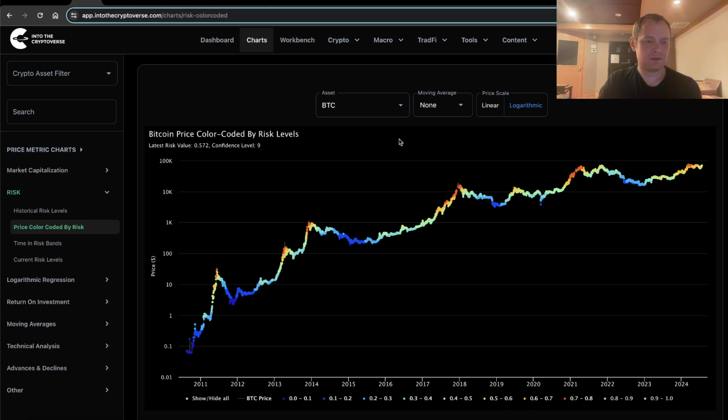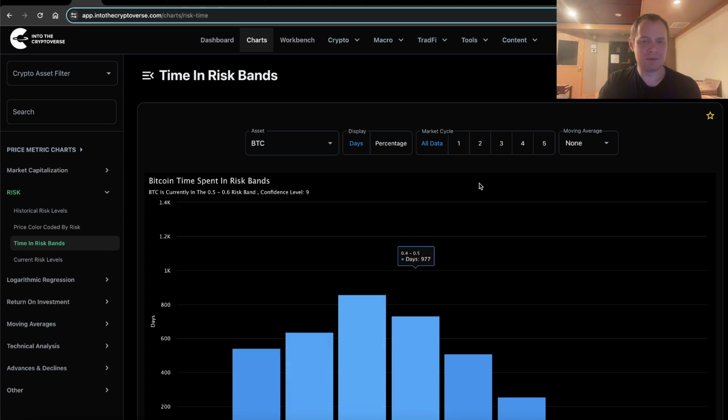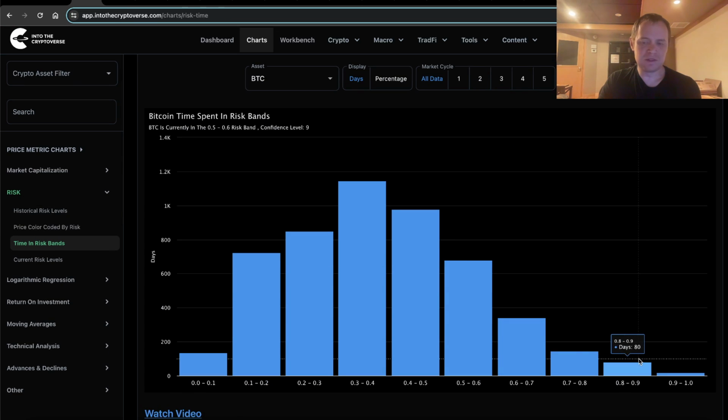So, if you look at time in wristbands, we've only spent, in all of Bitcoin's history collectively, 98 days in the 0.8 to 1 wristbands, two of them. In the highest wristband, only 18 days. The wristband we spend the most time in is the 0.3 to 0.4 wristband. Now, we haven't actually spent that much time in it recently.